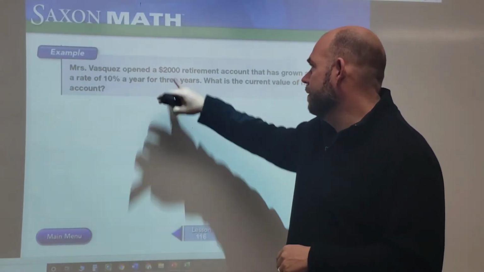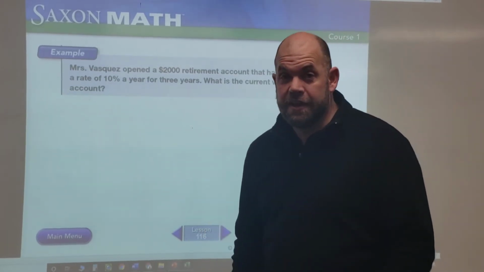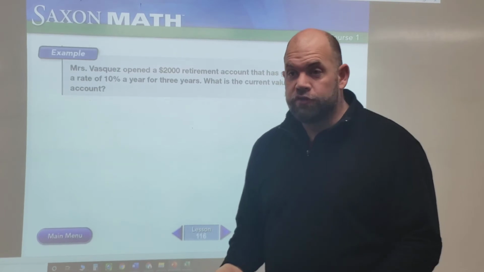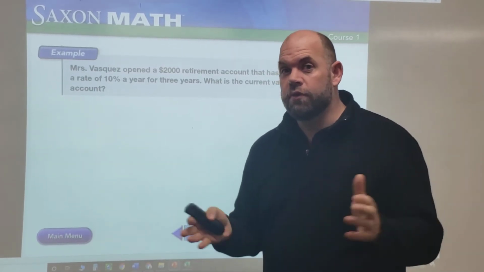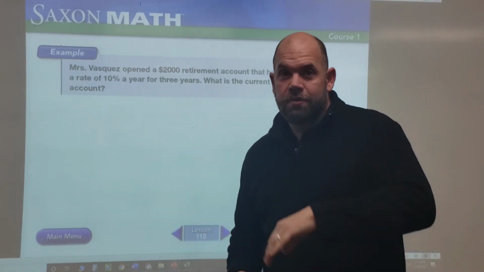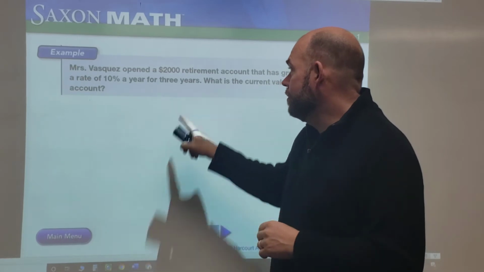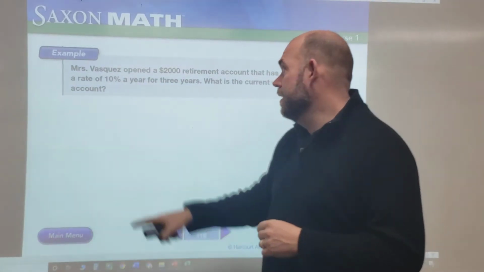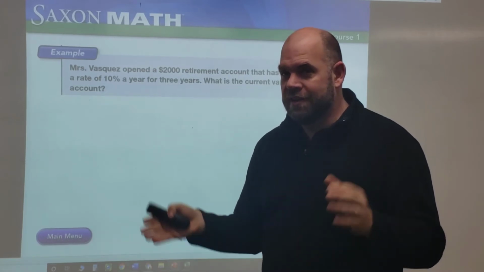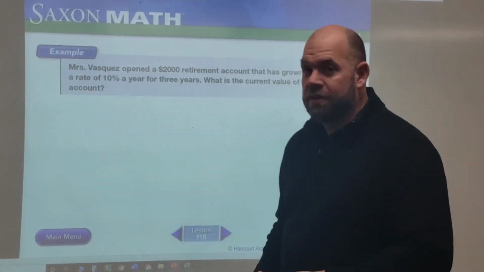Mrs. Vasquez opened a $2,000 retirement account that's grown at 10% a year. Now, 10% is the historical average on the stock market. So if you got what the stock market returns year over year over 3 years. Now, the stock market is volatile. That means it goes up and down quite a bit. And so there's no guarantee you're going to get 10% a year. But let's say she can lock in at that rate. Maybe there's a great deal going on and they say, we guarantee 10% for 3 years. What's going to be the value of her account?